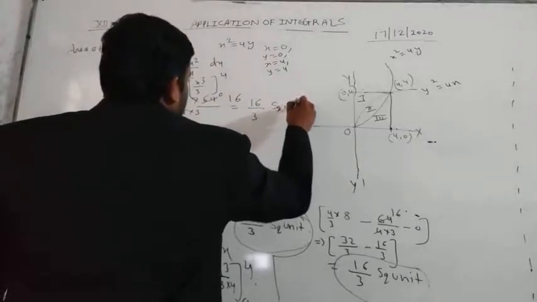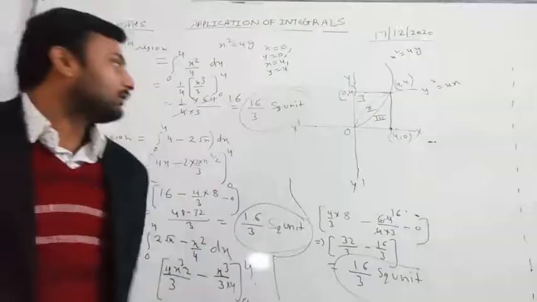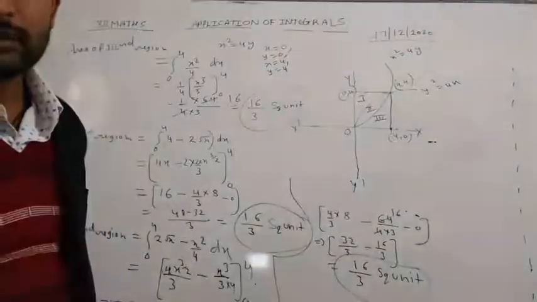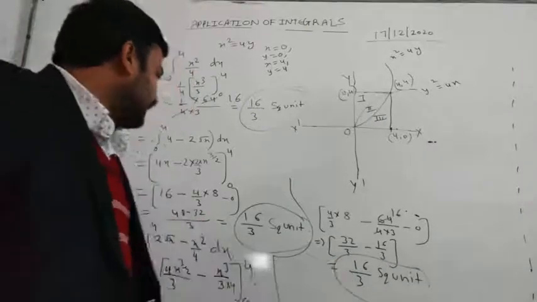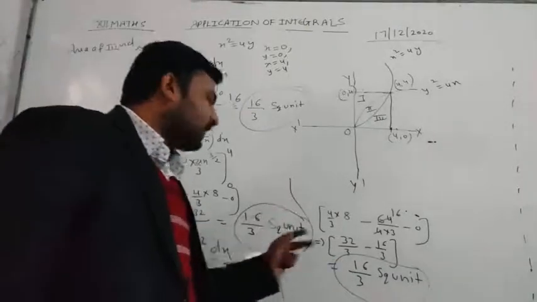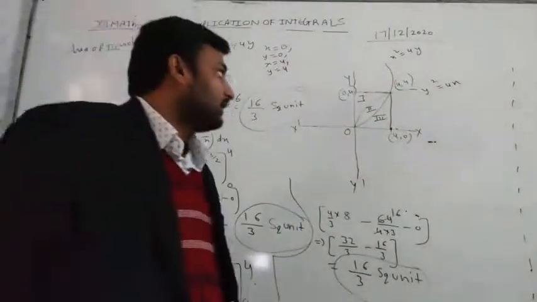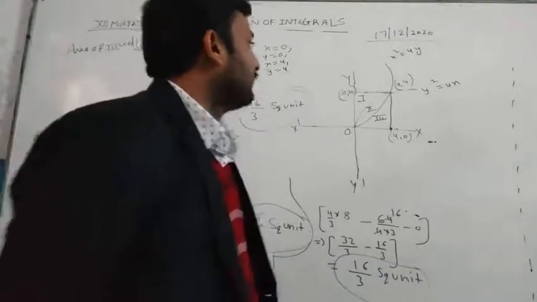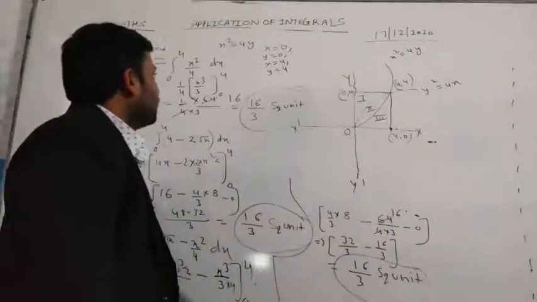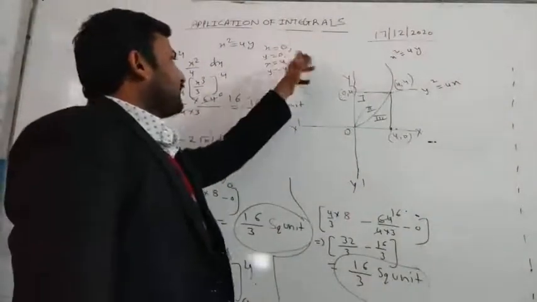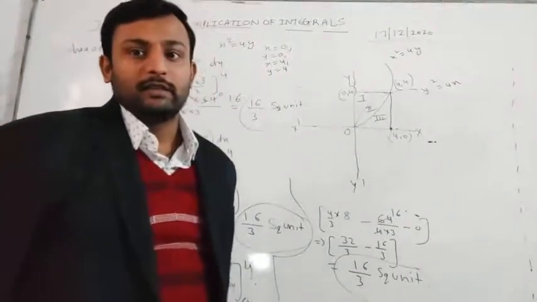So we are seeing that student, the area of the third region is also 16 by 3 square unit. The area of the second region is 16 by 3 square unit. The area of the first region is 16 by 3 square unit. Hence it proves that the area of the three regions bounded by the curves x square is equal to 4y and y square is equal to 4x and x is equal to 0, y is equal to 0, x is equal to 4, y is equal to 4 will be equal, which will be 16 by 3.